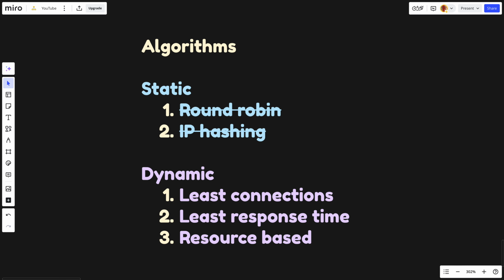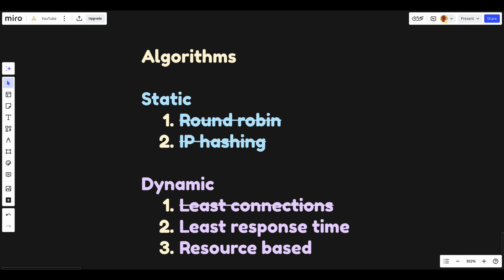The first one would be least connections. For example, if you have two machines, the load balancer will pick for a new request the machine that has the least number of active connections. If you have 1,000 users and 600 of them are on one server, it will pick the server that has 400 active connections. That way it will try to balance the load between the two. The next method is least response time, which means that it will pick the server that is responding the fastest.